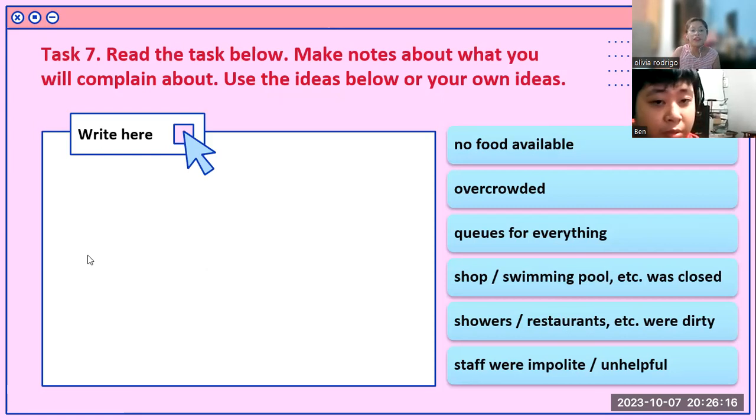Okay, you write here, Ben. You can write here in the chat box. Here, use the different notes. 1, 2, 3, 4, 5, 6. So, 6 sentences. Okay?